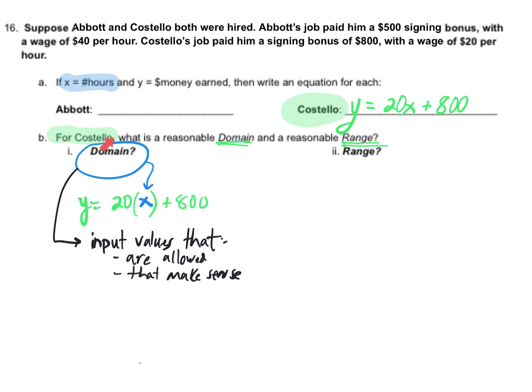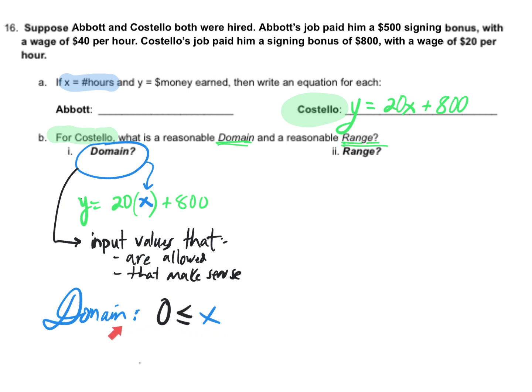So if we're talking about the number of hours that Costello works, then he's always going to work 0 hours or more, and there's a limit to how many hours you can work in a week. A typical full-time work week is probably 40 hours a week. Once I worked 2 full-time jobs for a couple of weeks, that was 80 hours a week. You're really not going to work much more than that.